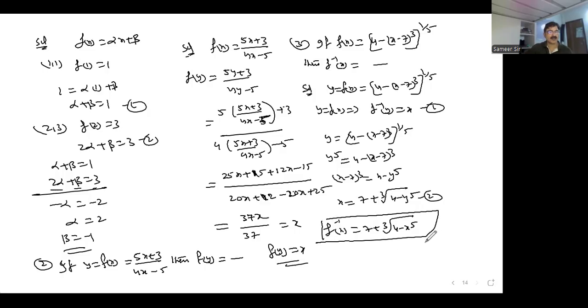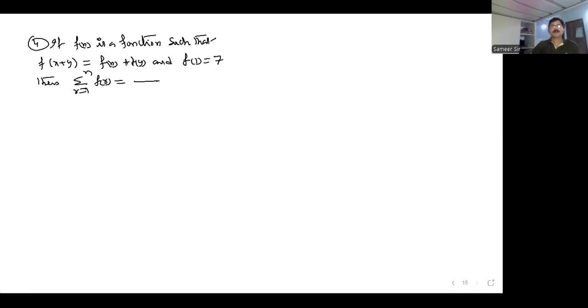This is your answer. Okay, we'll move on to the next one. Okay, guys, see this one. What he has given? x plus y is equal to f of x plus f of y. And he said that f of 1 is equal to 7. I want to go with this one.